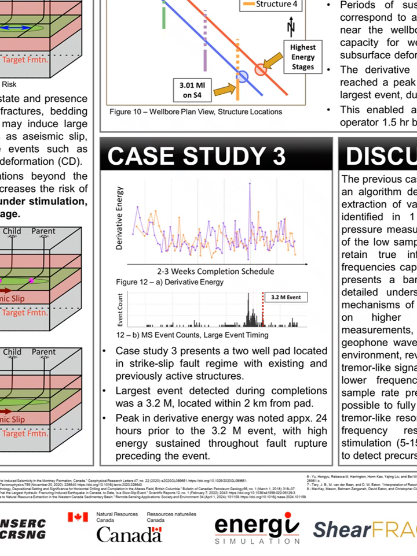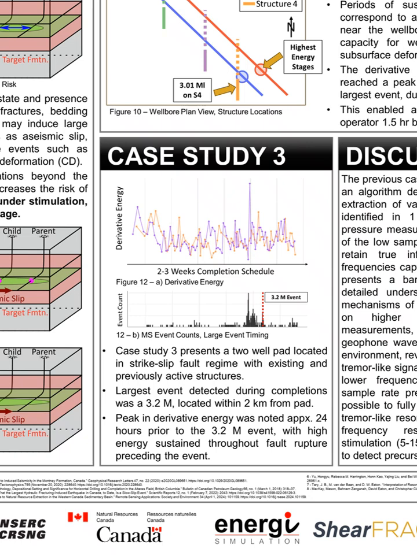The third case study depicts a similar setup to the previous, with a 2-well pad that is located in a strike-slip fault regime. The difference here is that this case study presents a pad that was located near previously activated structures from other offset wells.